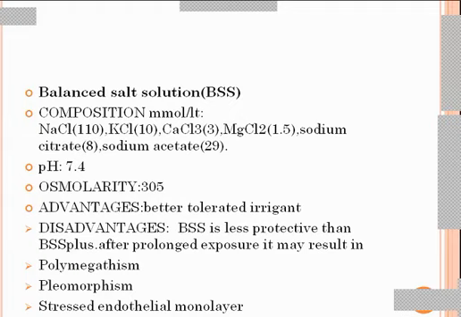After prolonged exposure, it may result in pleomorphism and a stressed endothelial monolayer. That means the corneal endothelial layer is only a single layer of hexagonal cells. Suppose there is any damage to the corneal endothelial tissue, they cannot regenerate. Instead of regenerating, the remaining cells will expand to cover the defect. You understand?